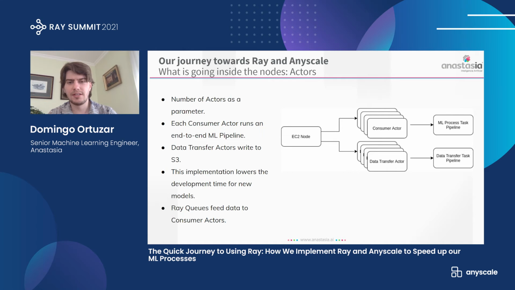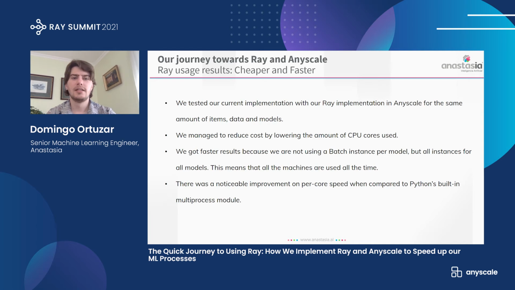Now let's look into some of the results we had. So we tested our current reimplementation with the same configuration and the same models as our AWS Batch implementation. Also, we are using Anyscale to configure the different clusters. So this implementation reduced the cost by lowering the amount of CPU needed for running a job. Also, since the speed of the process increased, it also lowers the time that the AWS instances needed to be up, also lowering the cost.